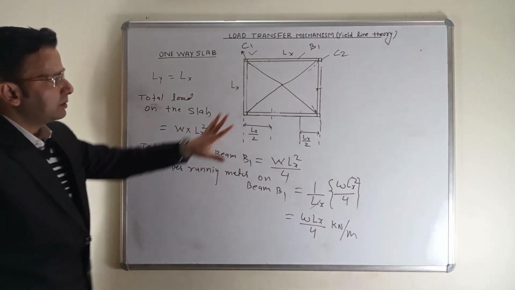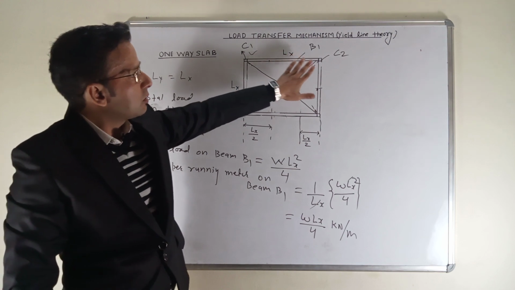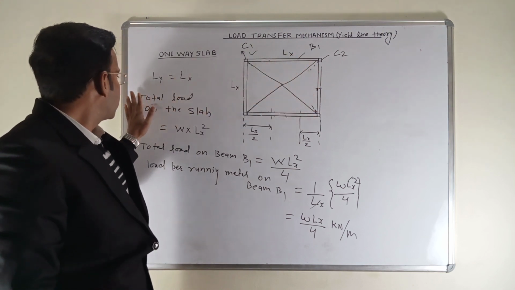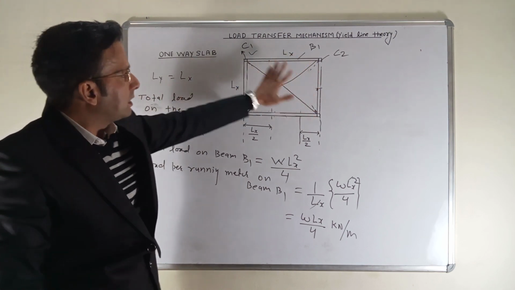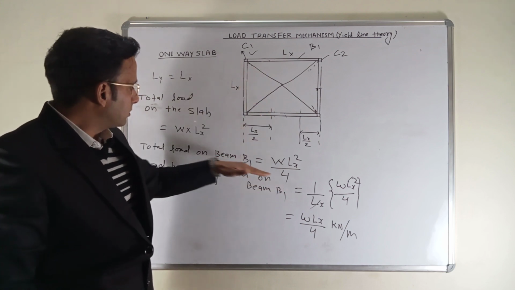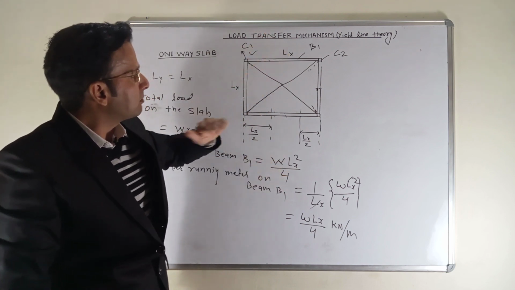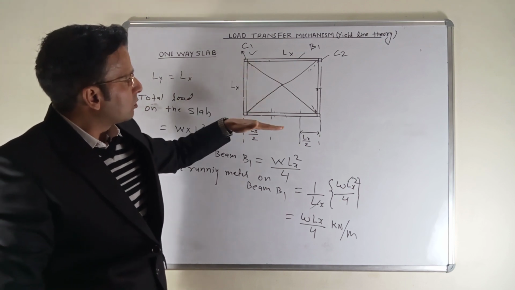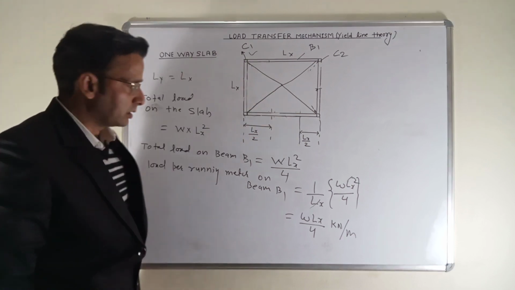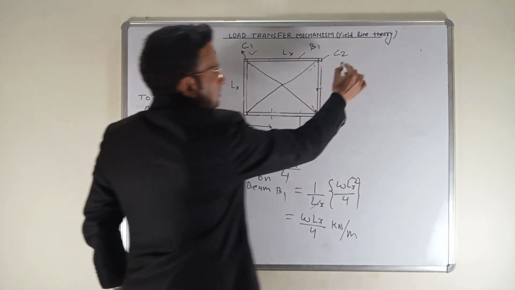So this is very simple. You calculate the total load on the slab by multiplying W by the area, and you divide it by 4 and you get the load on beam B1. Similarly, you can find the load on beams B2, B3 and B4. Now let's check it by the formula.